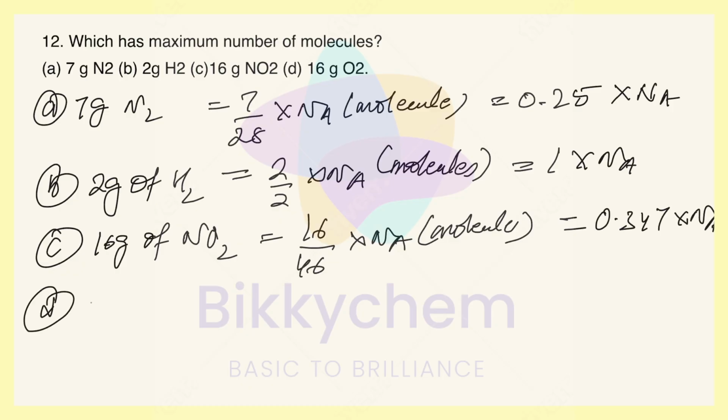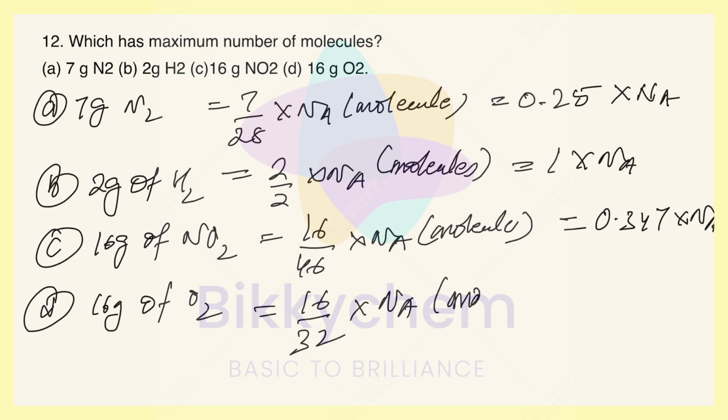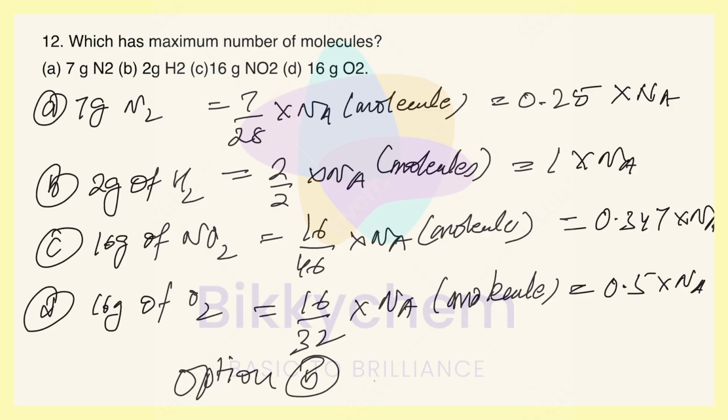D will be 16 gram O2, 16 by 32 in terms of molecules, which equals 0.5 into Na. So if you see all these options, option B is the right one.